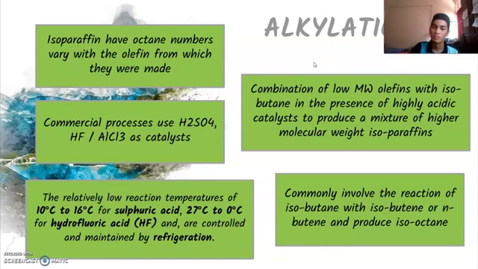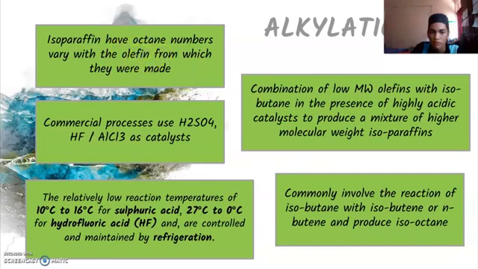First, alkylation is the combination of low molecular weight olefin with isobutane in the presence of a highly acidic catalyst to produce a mixture of higher molecular weight isoparaffin. It commonly involves the reaction of isobutane with isobutane or N-butane and produces isooctane. In case you don't know, N is short for normal. The isoparaffins have octane numbers that vary with the olefin from which they were made. That means the product of alkylation depends on the olefin we use.